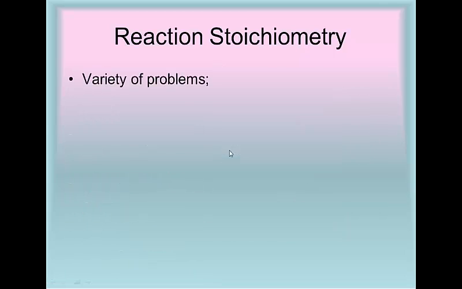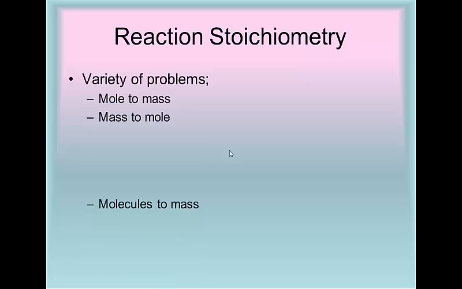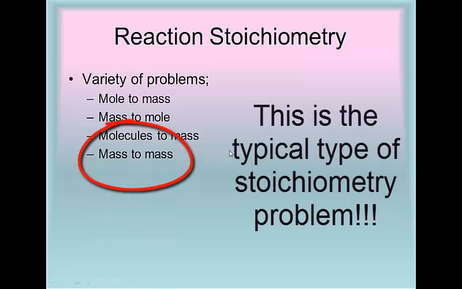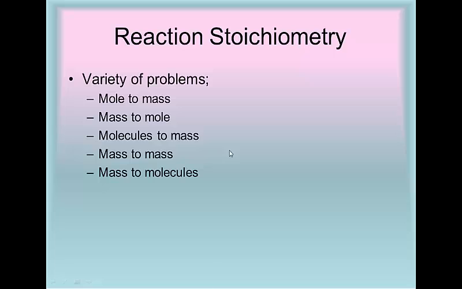There are going to be a variety of problems for stoichiometry. You could do a mole to mass: given the moles of reactant number 1, what mass of reactant number 2 will react completely with it. It could be a mass to mole: given the mass of product, how many moles of reactant did you start with? Molecules to mass, that's Avogadro's number. Mass to mass, mass to molecules.